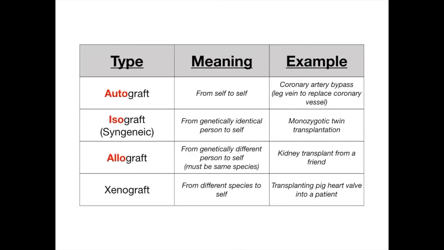The last type is a xenograft, and a xenograft comes from a different species and goes to you. So this would be like if they took a pig's heart valve and then put it into your heart, right? Because it came from a different species, it's a xenograft. And xeno means alien or stranger.